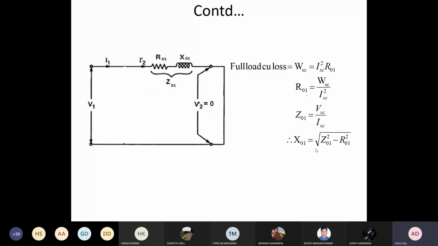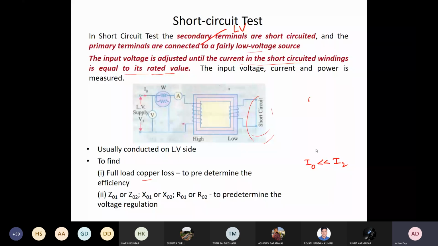It depends on which side you have done the test, the HV side you have connected. So accordingly, if you want to express the circuit parameters on the other side, I mean the LV side, you should adjust the scaling with the turns ratio. Or if you want to keep it on this side, that you can also do. It's up to you which side you want to express your equivalent circuit.